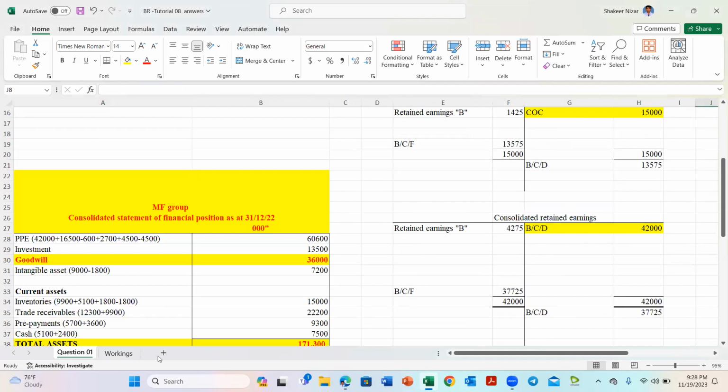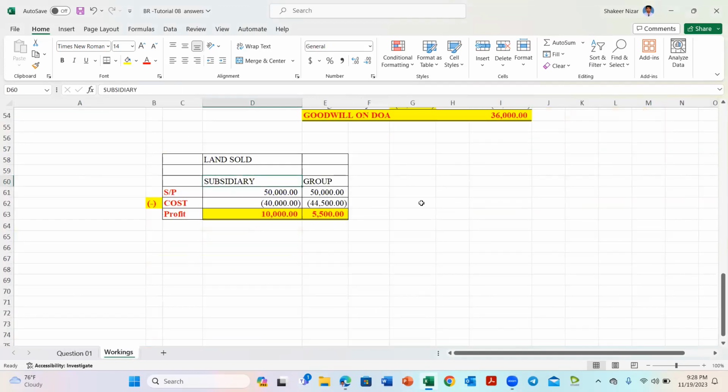But let's focus on this. Let's assume from the subsidiary's perspective the selling price is 50,000, the same for the group, but the subsidiary's cost is 40,000, while from the group's perspective it is fair value. At the date of acquisition we valued it up by 4,500, so 40,000 plus 4,500 is 44,500. So the group recognizes 5,500 profit after deducting cost from the sales price, but the subsidiary recognized 50,000 minus 40,000 at the reporting date.